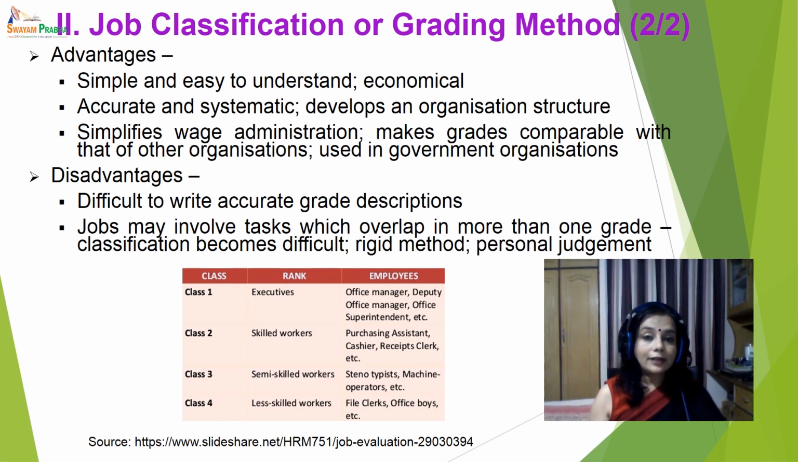Disadvantages are: difficult to write accurate grade descriptions. Jobs may involve tasks which overlap in more than one grade. Classification becomes difficult. It is a rigid method. Personal judgment is also involved. Now you can see one example of different classes or grades mentioned in this box, where they are ranked as executive, skilled workers, semi-skilled workers, less skilled workers, and their grade description or class description is also given.